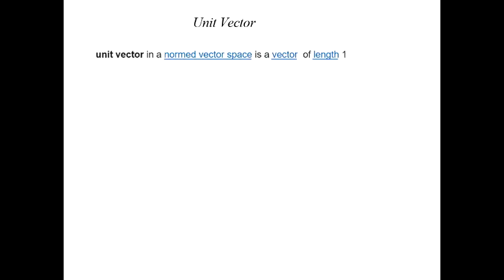Today we are going to continue our discussion about vectors, and we will start with a principal concept called a unit vector. What is the meaning of unit vector? A unit vector in a normed vector space is a vector of length 1. For example, any vector that we have has its own unit vectors.